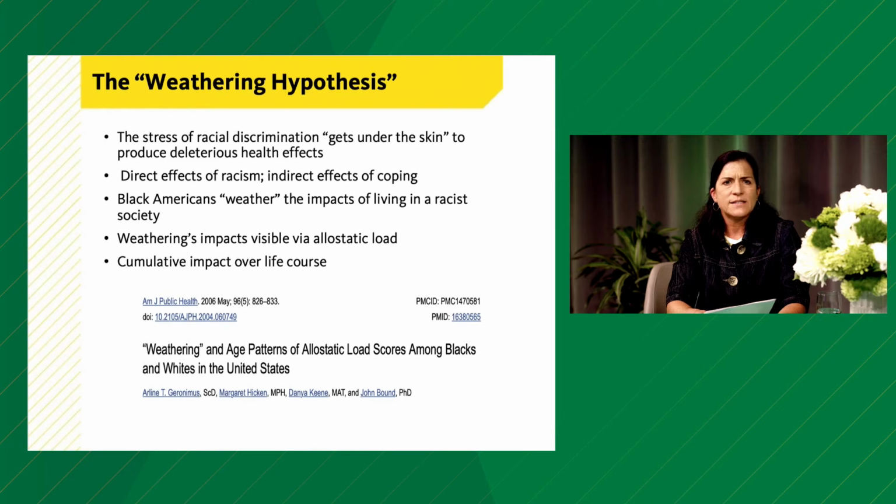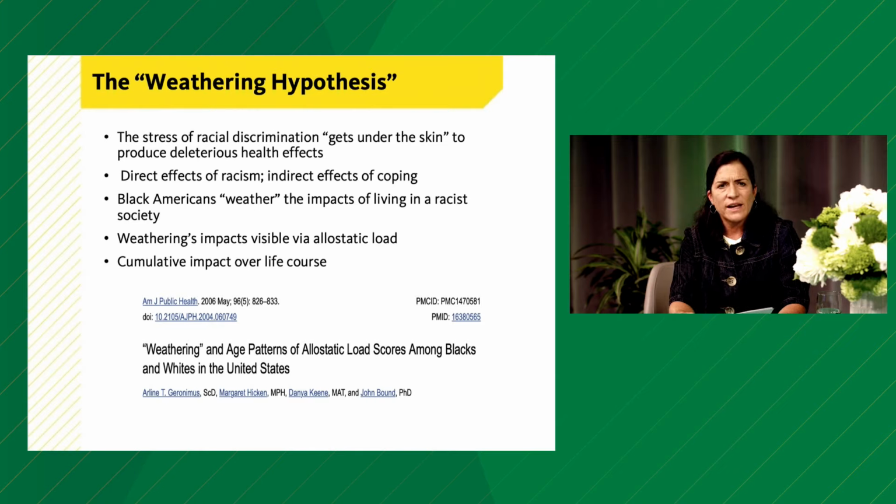And Geronimus has explained the disproportionate impact of health risk on Black Americans in terms of what she calls the weathering hypothesis. And the weathering hypothesis is basically a way to think about how the toll of racialized discrimination literally is embodied, or to use Geronimus's words, gets under the skin to impact the body's multiple physiological systems, resulting in health disparities for Black Americans.